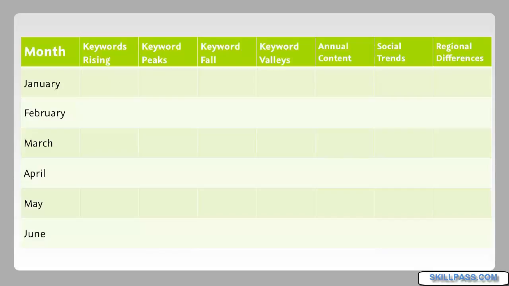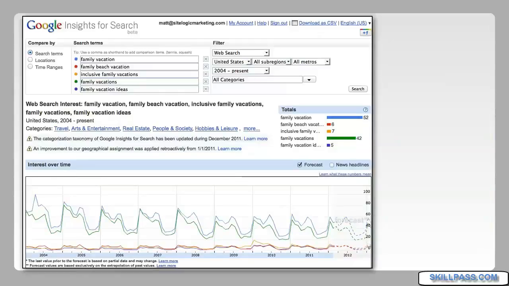Also, look at any social trends or regional differences. Social trends include anything from social media, when you know that you get more traffic from your social media sites because of a specific trend or subject or date, and also any regional differences using Google Insights. When are people searching for certain words? Again, using Google Insights, and we'll look for family vacations. We can see a dramatic trend for family vacation and family vacations.